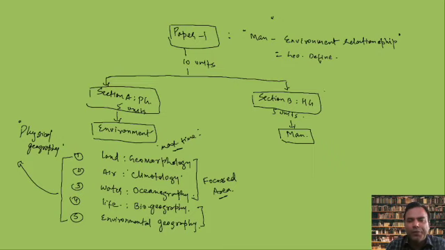Now, Section B is human geography. In human geography, the focus area is human beings themselves. So what topics are you reading? Population, number of people, population distribution, that is called demography. People staying somewhere becomes settlement geography. People working in some place to earn their livelihood, this is the concept called economic geography.